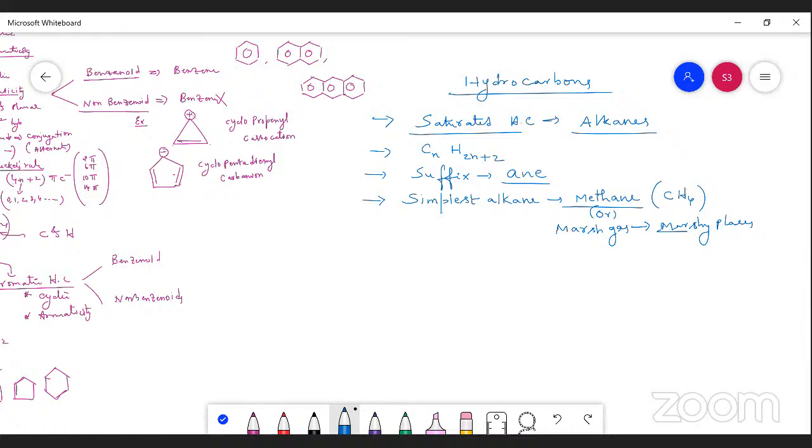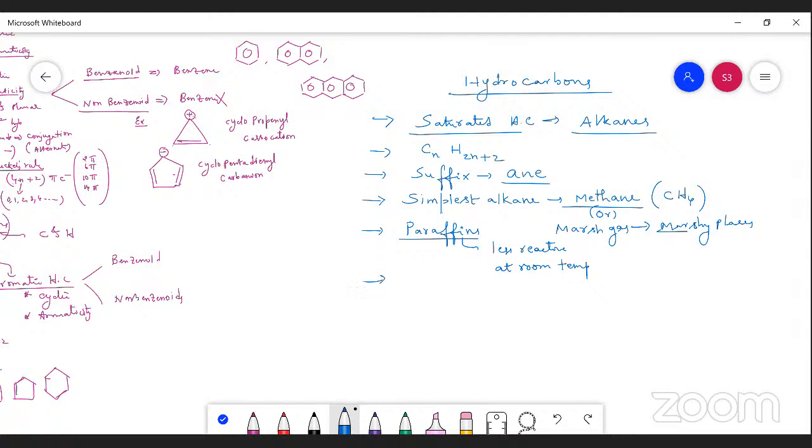And what is the other name of alkanes? Alkanes we also call paraffins. Why are we calling them paraffins? Because of their less reactive nature. They are less reactive at room temperature. That is why we call them paraffins.